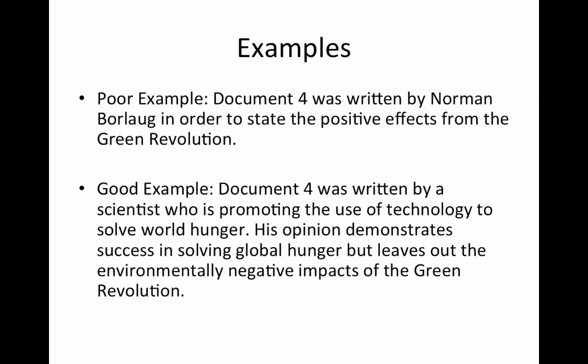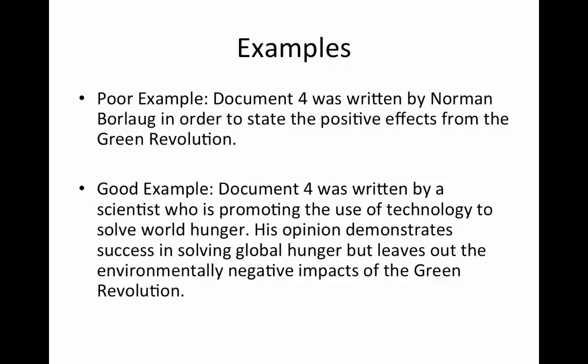Let me give you a poor example. Document 4 was written by Norman Borlaug in order to state the positive effects from the Green Revolution. Okay, notice here, document 4 was written by Norman Borlaug. Okay, who's Norman Borlaug? What is his attribution? Giving a name doesn't tell me anything about him. In order to state the positive effects, this is really general, very vague, from the Green Revolution.